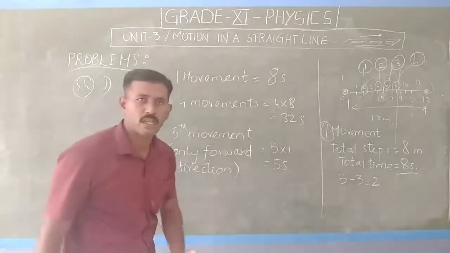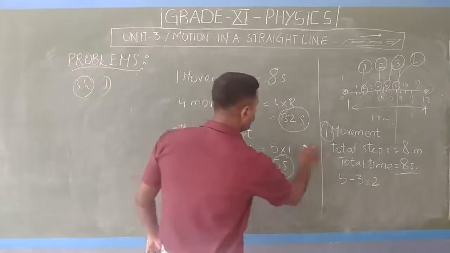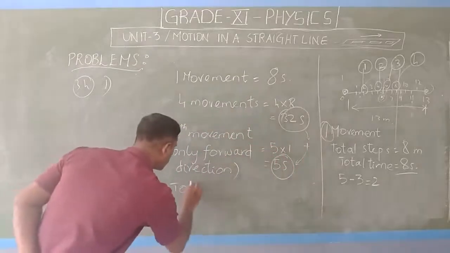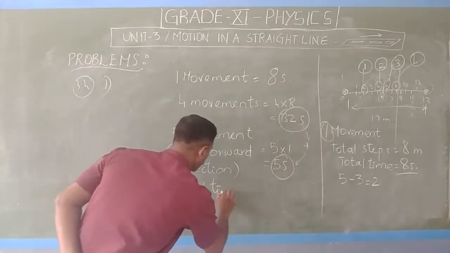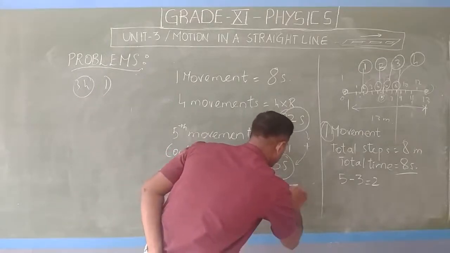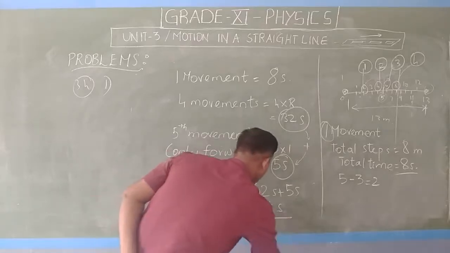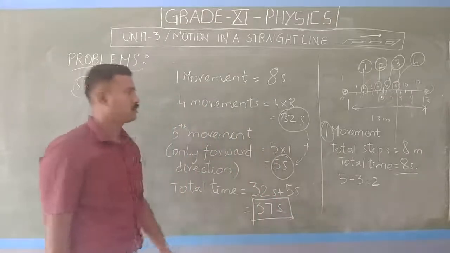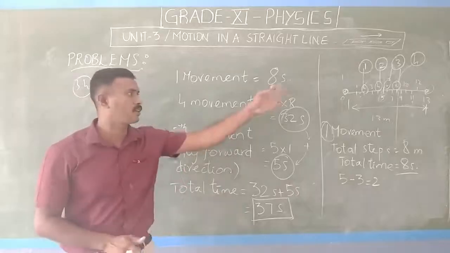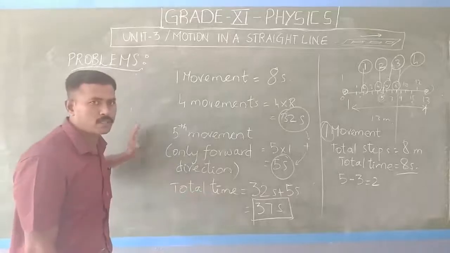So the total time is 32 plus 5. 32 seconds plus 5 seconds will give 37 seconds. So this is one way of solving this problem, a graphical problem with some simple logic.